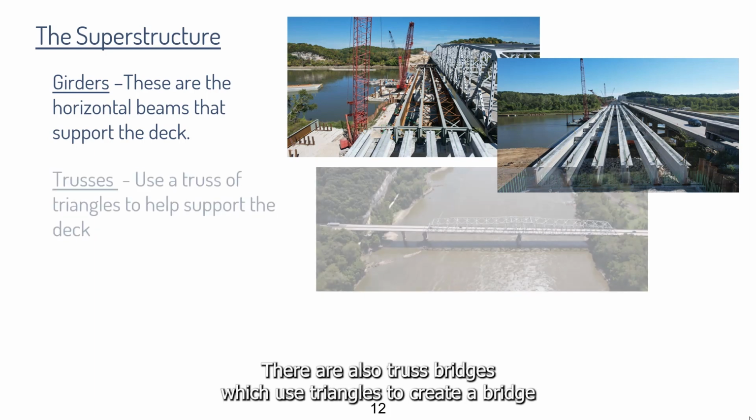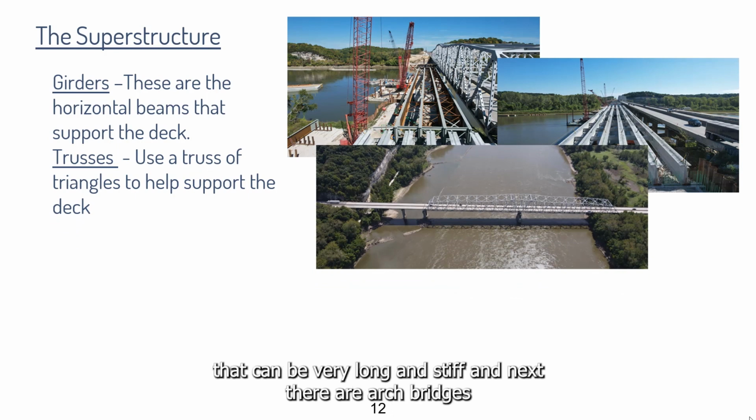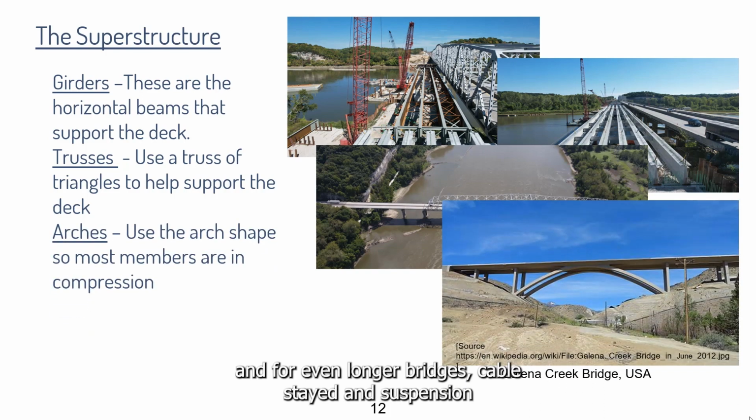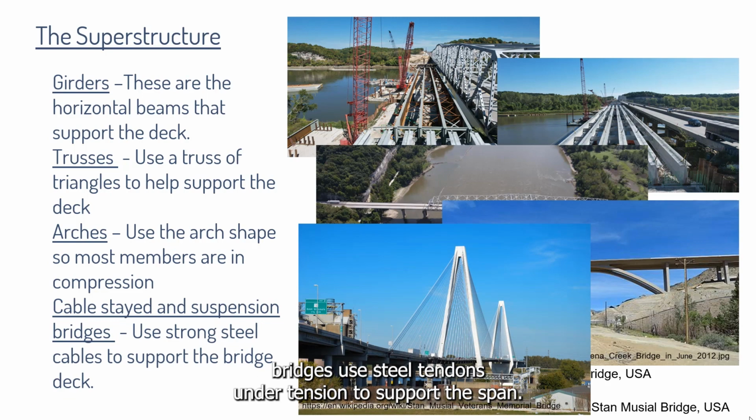There are also truss bridges, which use triangles to create a bridge that can be very long and stiff. Next, there are arch bridges that use the arch shape to resist load. And for even longer bridges, cable-stayed and suspension bridges use steel tendons under tension to support the span.